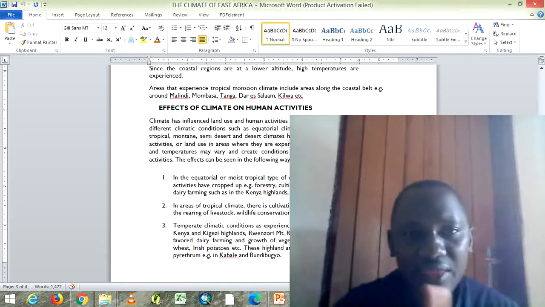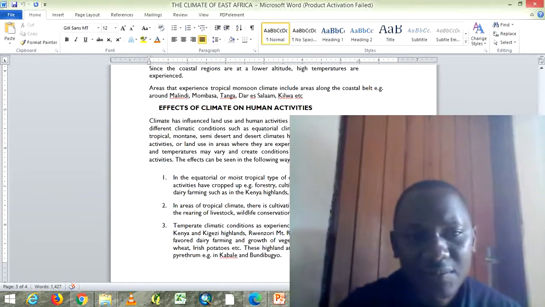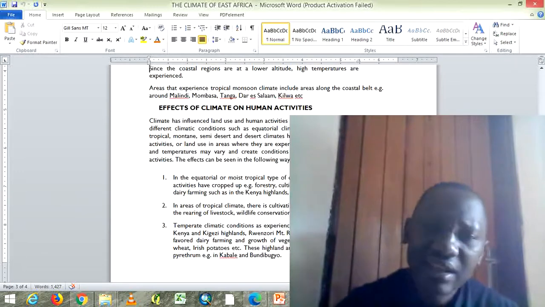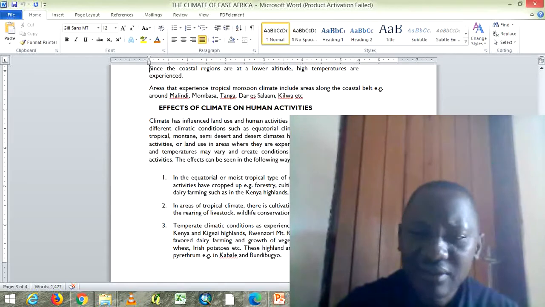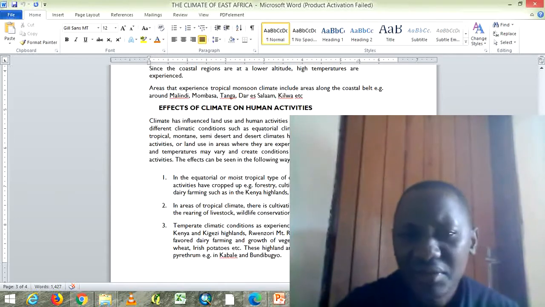But of course, the other part on climate is looking at the effect of climate on human activities. We shall also discuss this during our interactive session, so that we understand how this climate of East Africa impacts on our human activities. And then from that discussion, we shall know whether the climate of East Africa is an asset or a liability. Is it a resource or is it not a resource? Then we will know these issues at the end of the day.